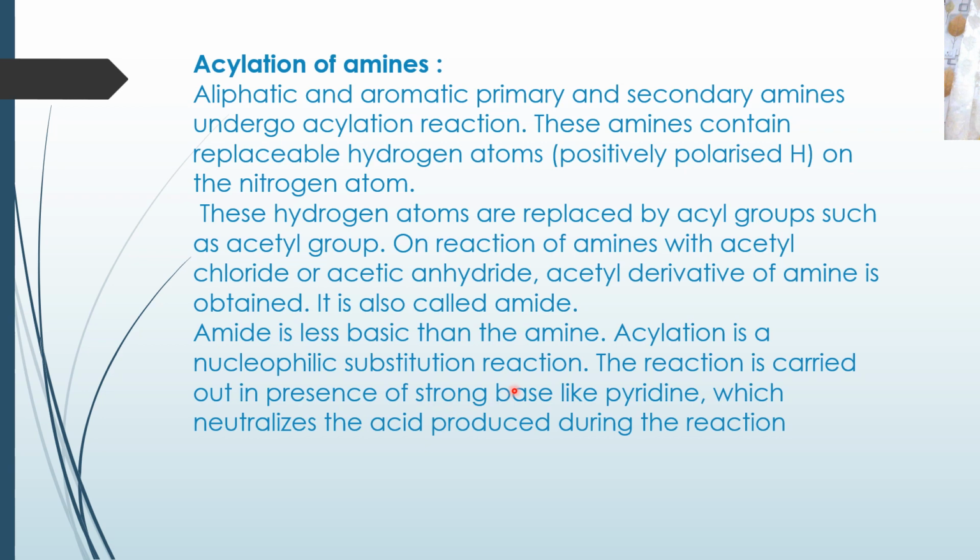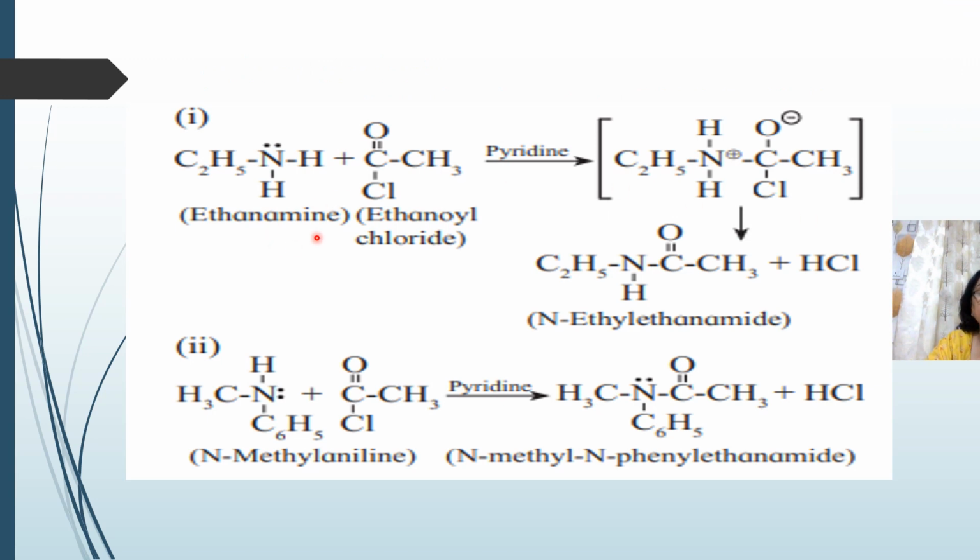So acylation is actually a nucleophilic substitution reaction, and the reaction is carried out in the presence of a strong base like pyridine, which neutralizes the acid produced during the reaction. Now let's see the reaction. Here you see ethylamine when reacted with ethanoyl chloride, an acyl group, CH3CO group, in the presence of pyridine, gives you this intermediate, and when HCl is given out, it forms N-ethyl ethanamide. So basically the ethanamine gets converted to the ethanamide.